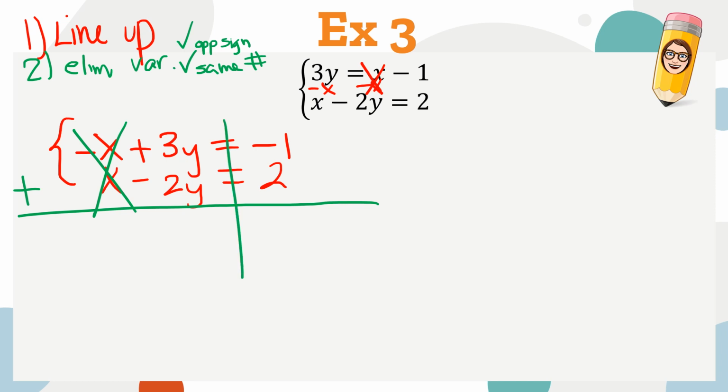3y plus negative 2y is 1y. Negative 1 plus 2 is 1. That means y equals 1. Let's prep our answer. And so I kind of jumped into step 3 here. We're solving, right? We just solved by isolating the y.